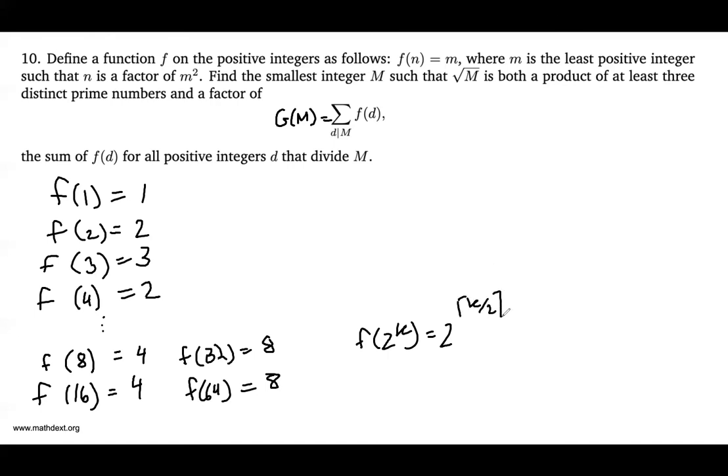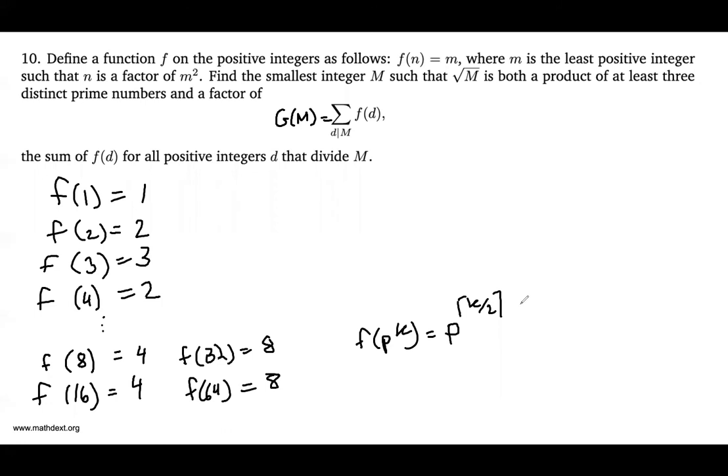For example, f of 2 to the power of 4 is 2 to the power of ceiling of 4 over 2, that's 2 to the power of 2. F of 2 to the power of 5 is ceiling of 5 over 2, which is 2 to the power of 3, which is indeed 8. Huh, interesting. F of 2 to the power of k is 2 to the power of ceiling k over 2. What if I do that with powers of 3? I will get the exact same thing. And in fact, if we take any prime p and take f of p to the k, we get p to the ceiling k over 2.